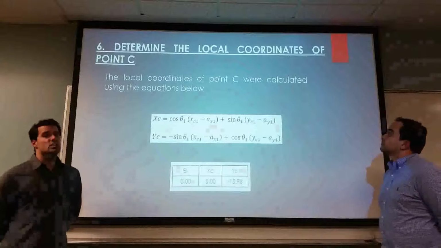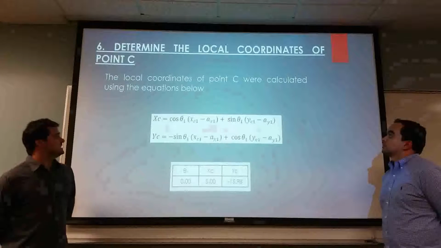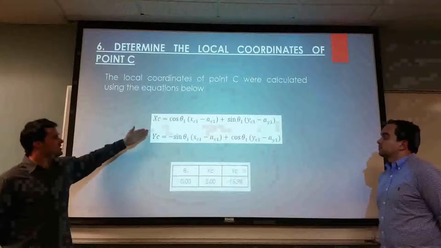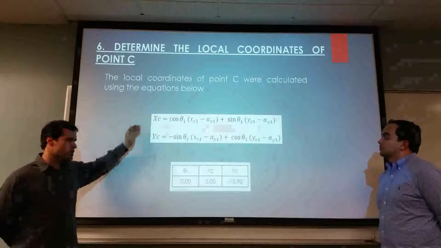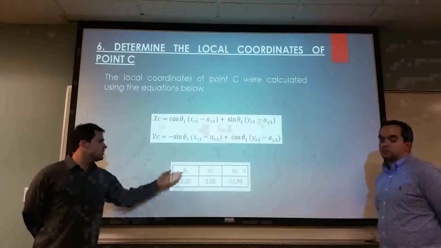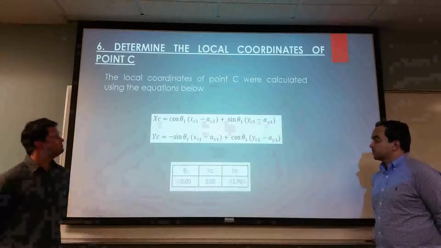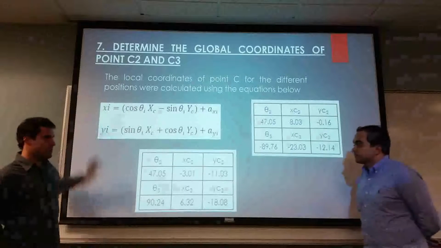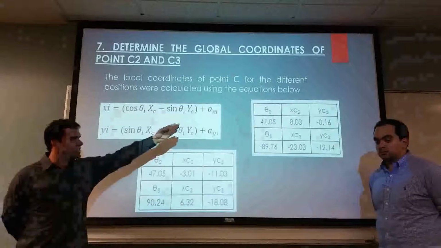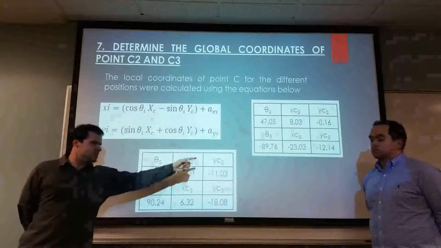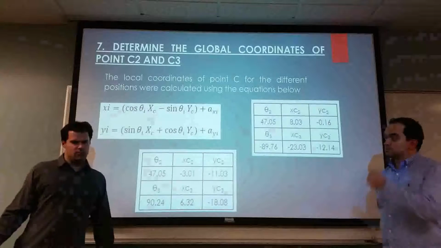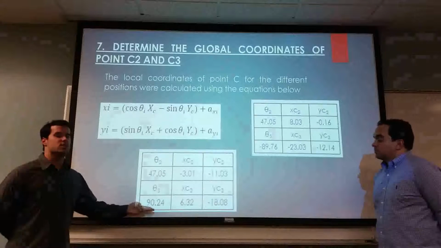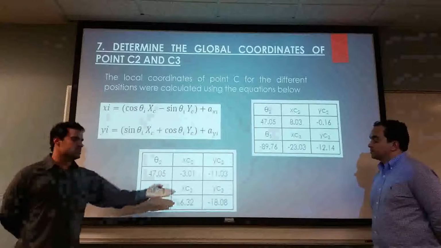We also determined the local coordinates of point C for the first position. Using these sets of equations, we determined these coordinates for theta 1. From these two sets of equations here, we were able to derive theta 2 and theta 3. Theta 3 was shown to be at a different position from the other two equations, so we added 180 degrees to theta 3 to give us the correct orientation.